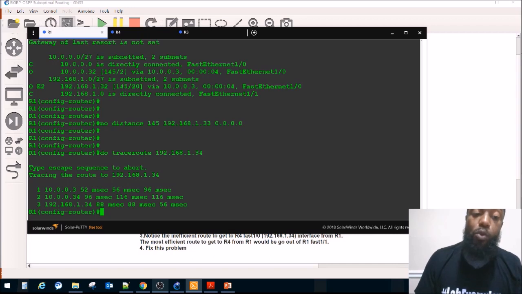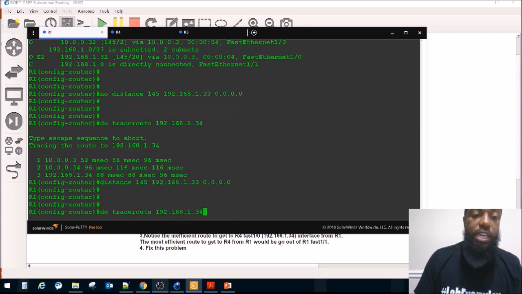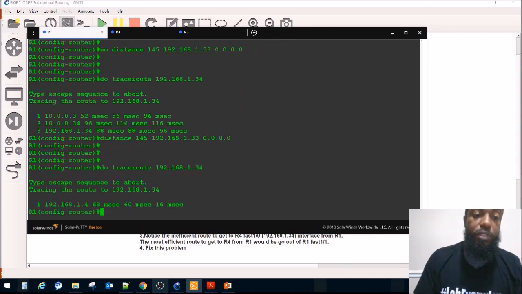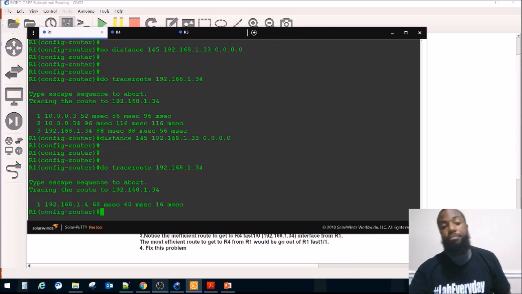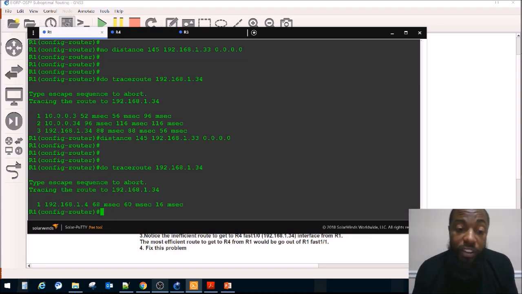That's a suboptimal route. Let's put back that distance command and do a trace route to that location again one more time. You see it took only 1 hop that time. That's just one way to fix it. Actually, 2 ways kind of we fixed it.